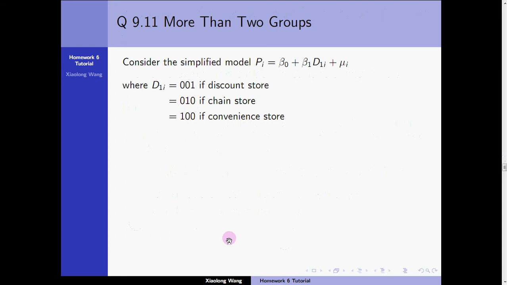So now suppose we have more than two groups, and then we get to question 9.11. So consider a simplified model from that question. We have the price of a cola as a dependent variable, and then we have the dummy variable d1 as the independent variable, where dummy variable d1 equals 1 if the cola is from a discount store. It equals 10 if it is from a chain store, and it equals 100 if it is from a convenience store.